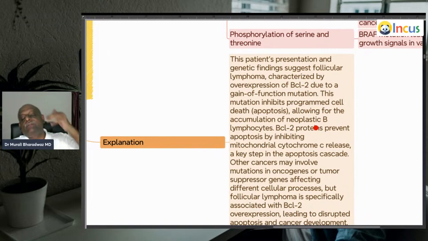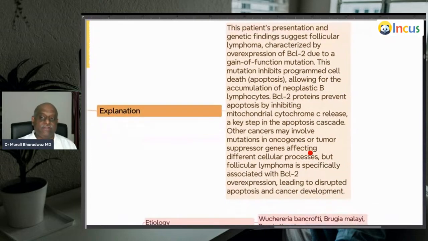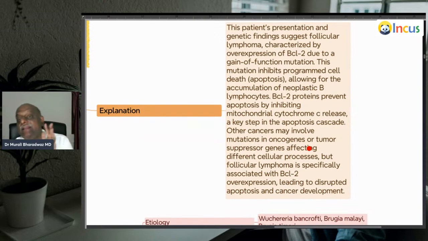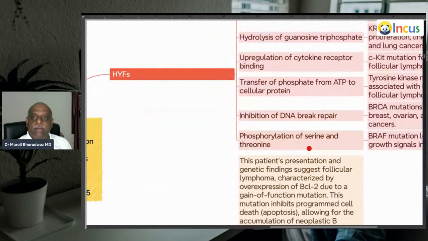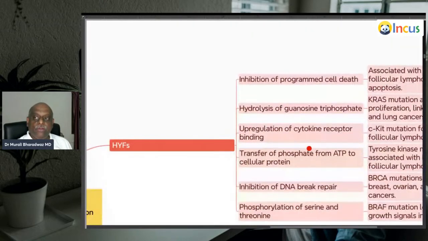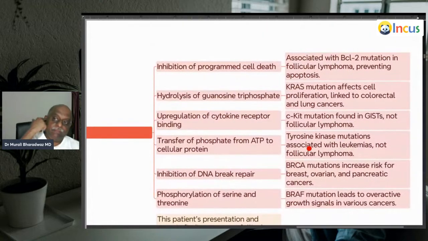And this mutation will inhibit the apoptosis, leading to accumulation of the neoplastic B lymphocytes. BCL2 proteins normally prevent apoptosis by inhibiting the mitochondrial cytochrome C release, a key step in the apoptotic cascade, is what you need to remember. So everything you should know, the mechanism, doctor. Inhibition of the programmed cell death is the mechanism in follicular lymphoma.